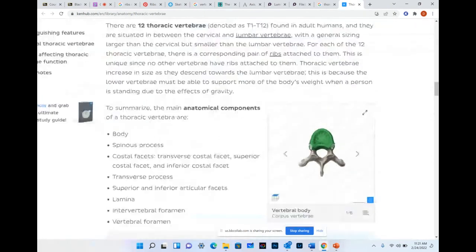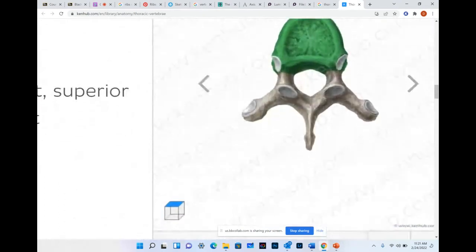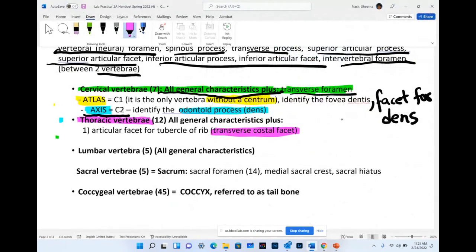And this is another good one. This is a thoracic vertebra. You can see transverse processes, spinous process, and this right here is the transverse costal facet. Since it is costal, it's going to articulate with the rib. Okay, and that is what we said, transverse costal facet. Now, lumbar vertebra, they are going to have all the characteristics. Now, let's look at the sacrum.